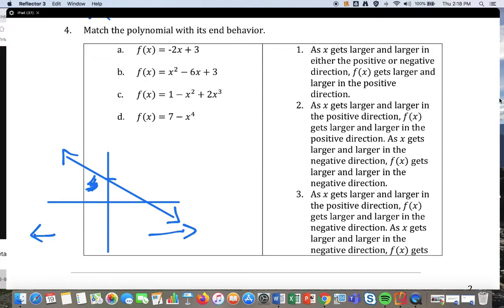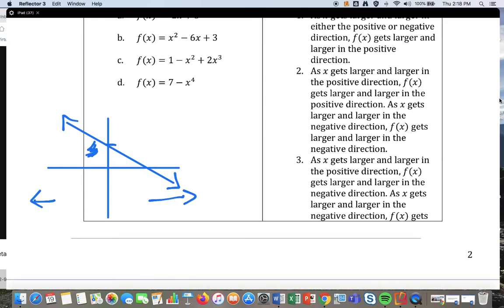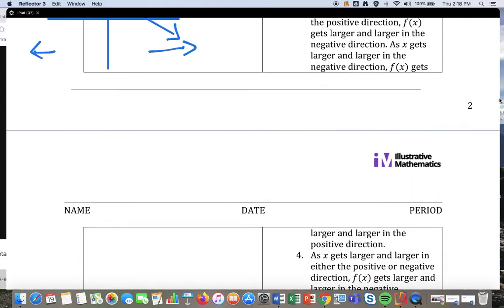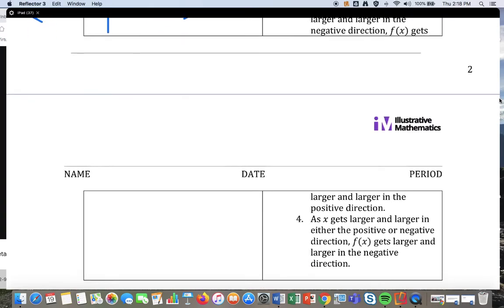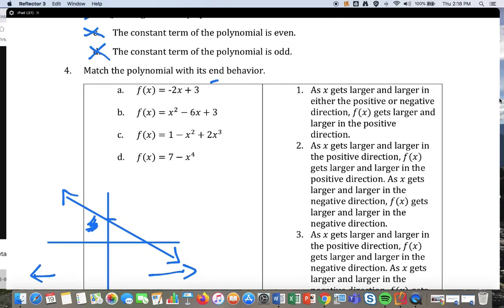So number 2, as x gets larger and larger in the positive, f of x gets larger and larger in the positive. That's not true. Number 3, as x gets larger and larger in the positive direction, f of x gets larger and larger in the negative direction. That's true. And as x gets larger and larger in the negative direction, f of x gets larger and larger in the positive direction. So I would say A is best described by statement 3.